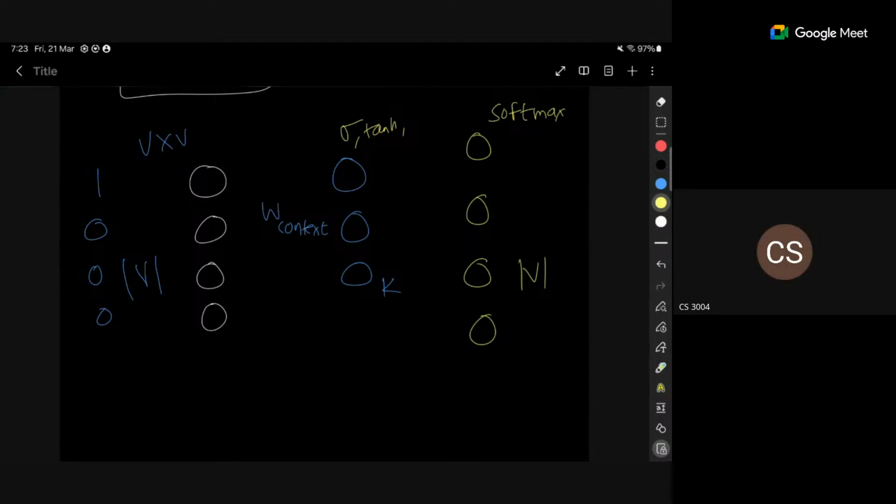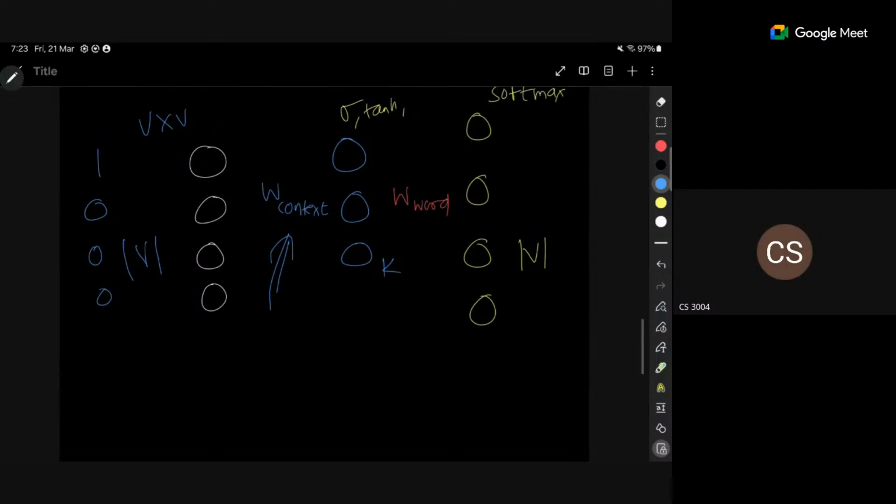So how many elements are going to be in the W context? And let's say here is W word. How many elements do you expect in W context? This is the W context, the blue one. These are the weights between my input and the hidden layers. How many elements do you expect it to have? Let's say this is V, this is K.